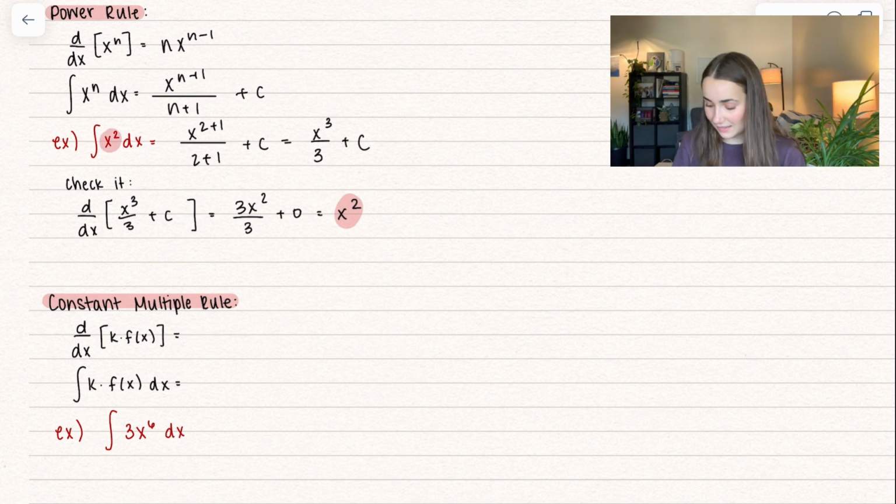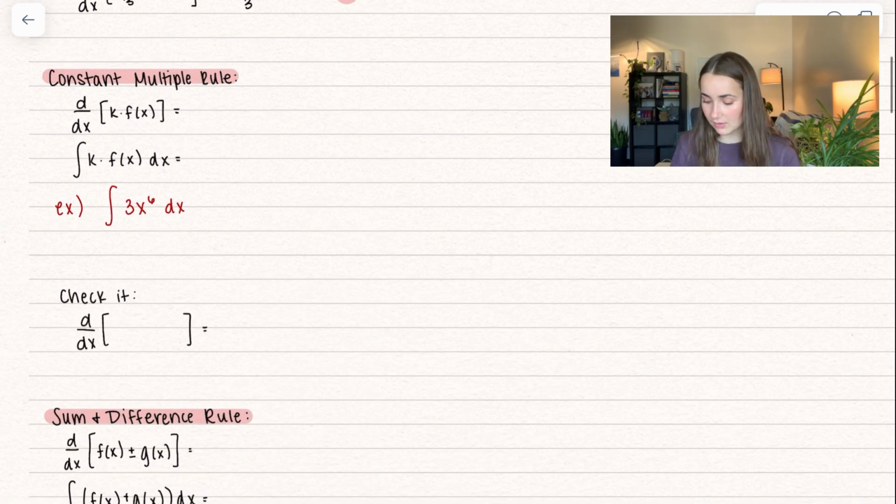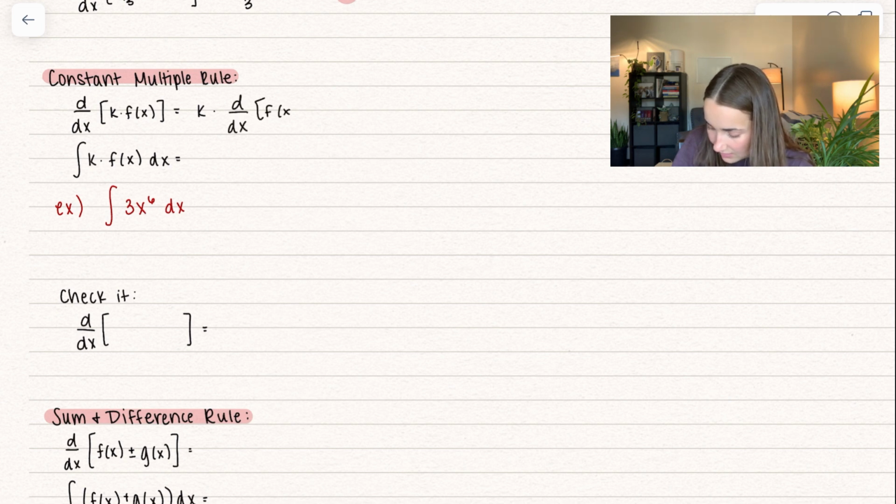So let's move into some other rules here. Here we have the constant multiple rule. So let's talk about what that meant with derivatives. When we take the derivative of a constant multiplied by our function, that meant that we could take out that constant and just take the derivative of whatever our function is. So when it comes to integrating, we can do that exact same rule. We can take out the constant and then integrate the function. So let's see what that looks like in action.